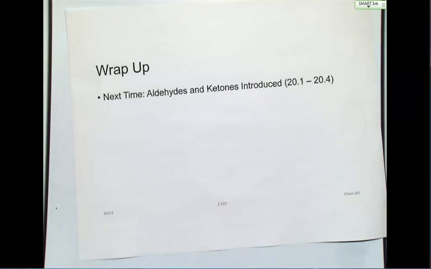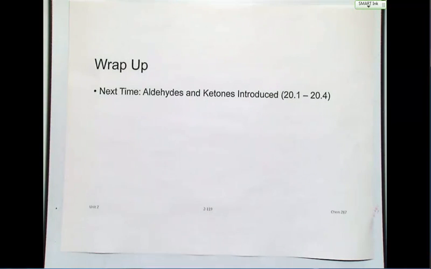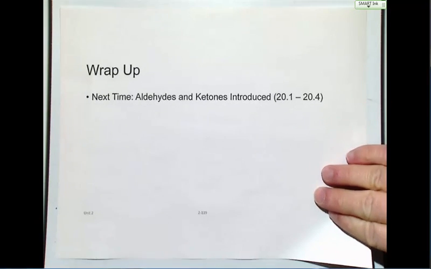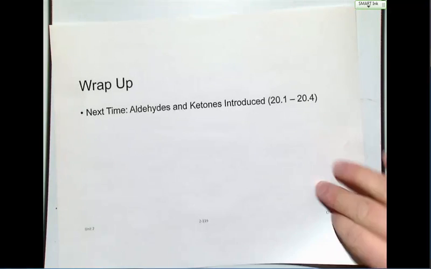So that's that. Next time we're going to go into chapter 20, and we'll start talking about aldehydes and ketones, which will kind of define the rest of the course. We're going to talk about carbonyl compounds and all their reactions. A lot of the most interesting organic chemistry is in aldehydes and ketones, in my opinion. So that's what we'll be starting with, and then we'll be doing 20.1 to 20.4 next time. Any questions before you guys go?